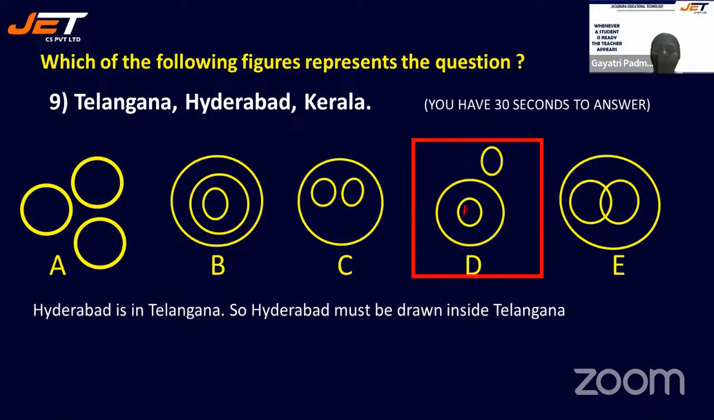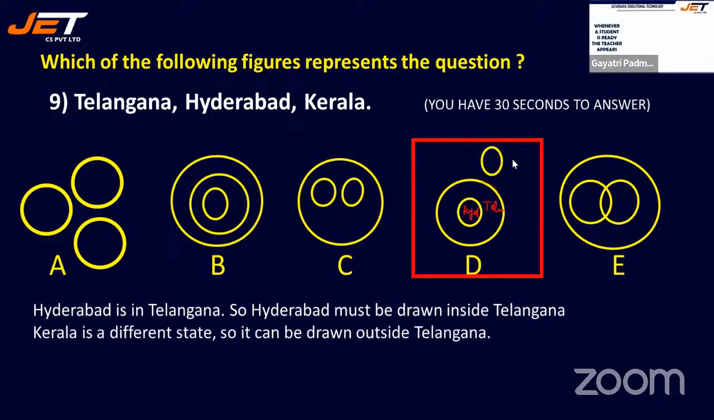So this is Hyderabad and this is Telangana because Hyderabad is inside. Hyderabad comes under Telangana. Right? So Hyderabad is drawn inside Telangana. But Kerala is a different state altogether, right? So this is Kerala, where you're drawing it outside Telangana because it's a different state. All right? Yes. So your option D is the correct answer.